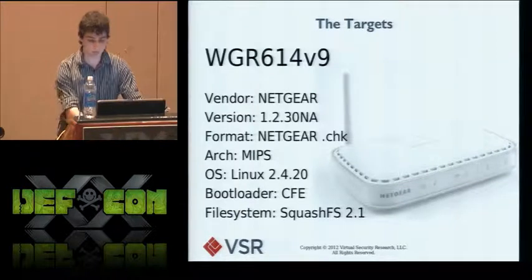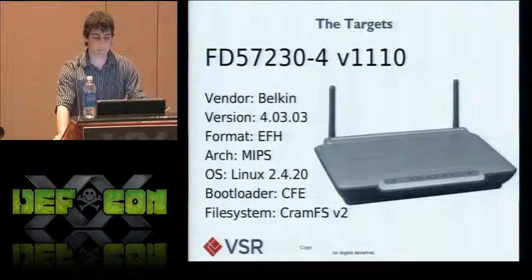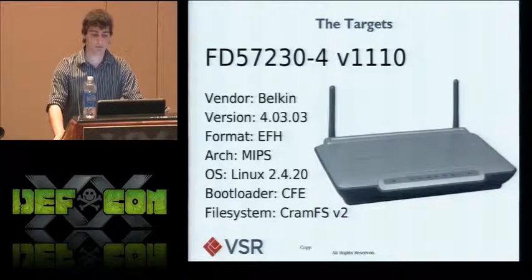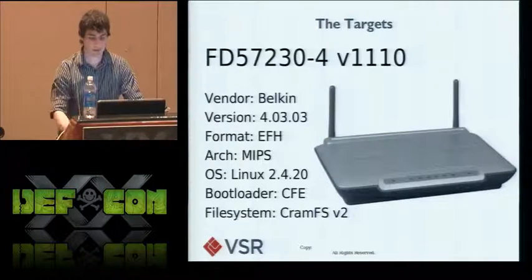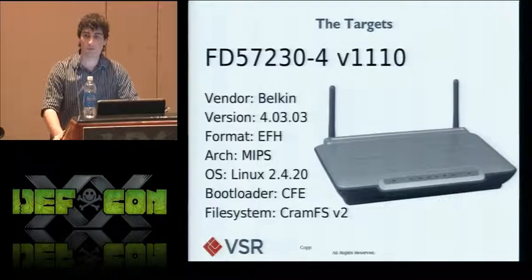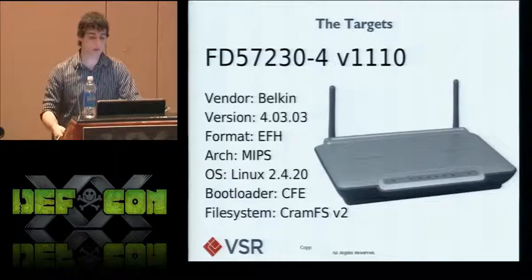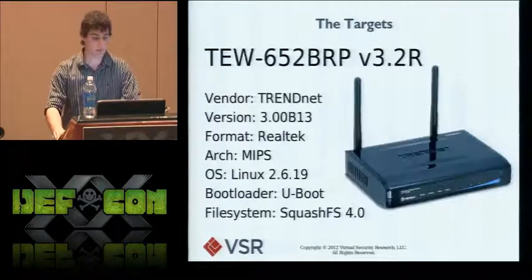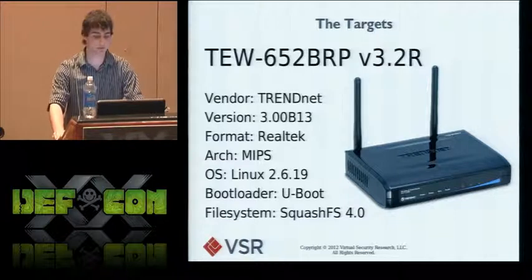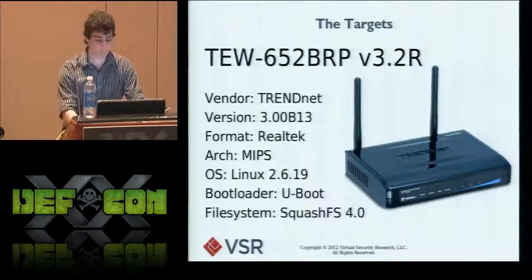It uses the Common Firmware Environment bootloader, as well as the read-only SquashFS file system version 3.0. The next router that I looked at was a WGR614 version 9. Pretty much the same specs across the board, except it's using an older version of SquashFS. Next router was the Belkin F5D7234 version 1110. It uses the extended firmware header format, which is proprietary to Belkin, I believe. Again, MIPS, the same old version of Linux, the same bootloader, but this uses the read-only CramFS file system.